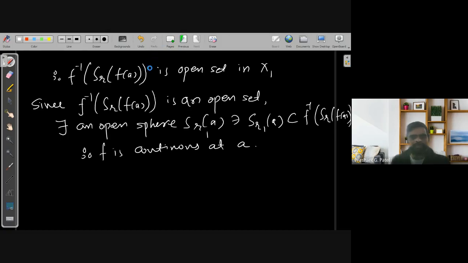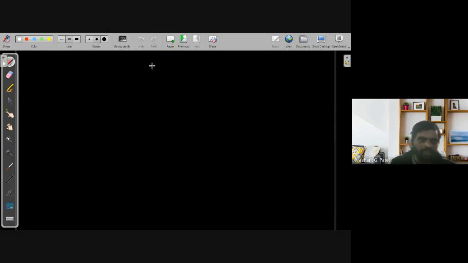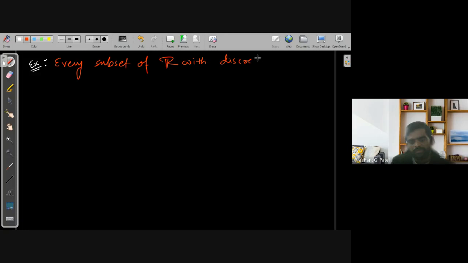Now we'll discuss some examples which can be used to derive or to discuss some counterexamples for certain things. So in that, the first example says this: every subset of R with the discrete metric space is open.